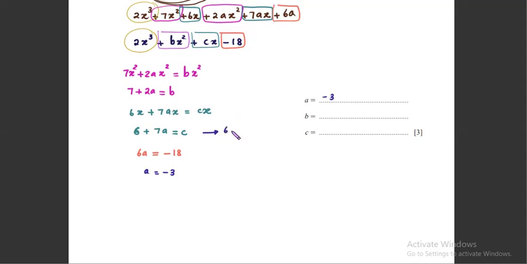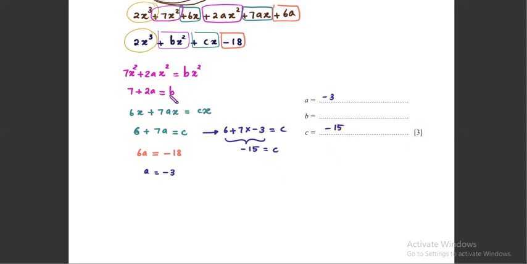So it will be 6 plus 7 times negative 3, which is equal to c. So the value of c will be equal to, when we solve this, 7 times negative 3 is negative 21. And when we add 6 to that, it gives us negative 15 as the value for c. So we know that the value of c is negative 15.